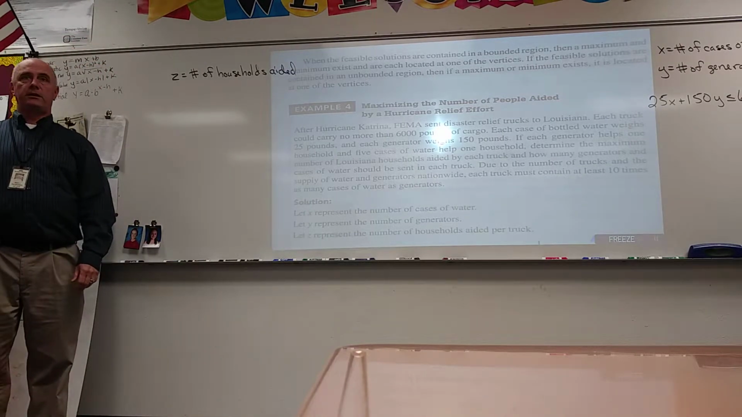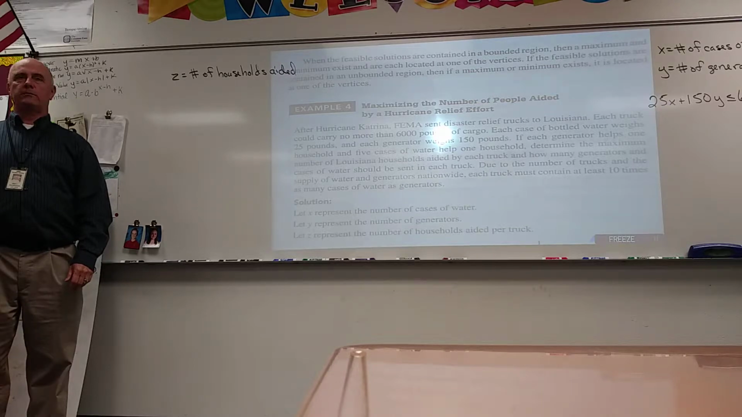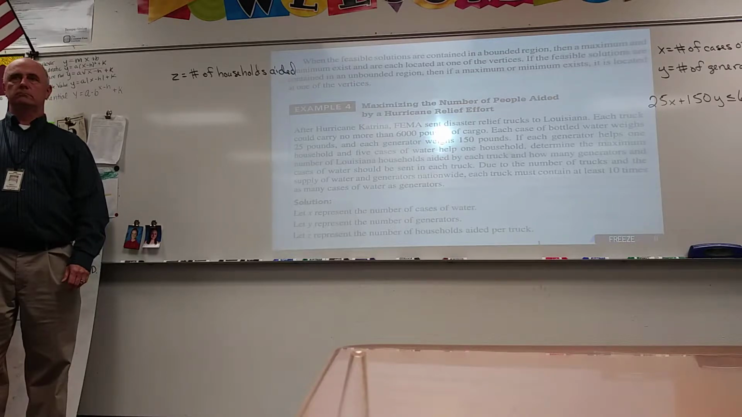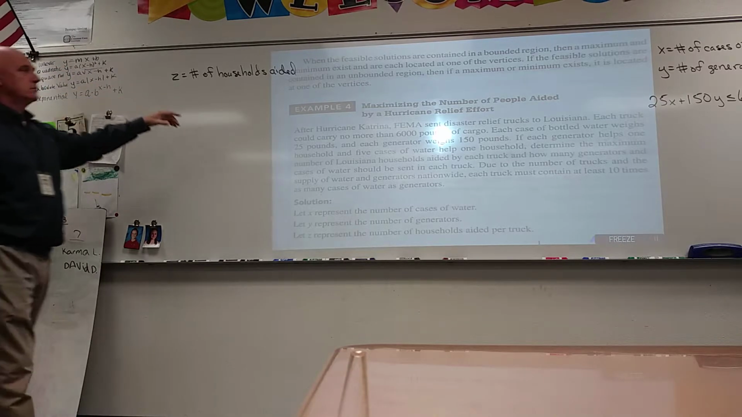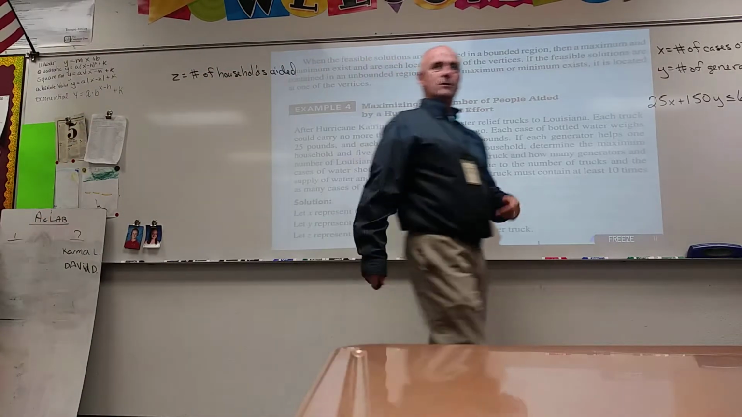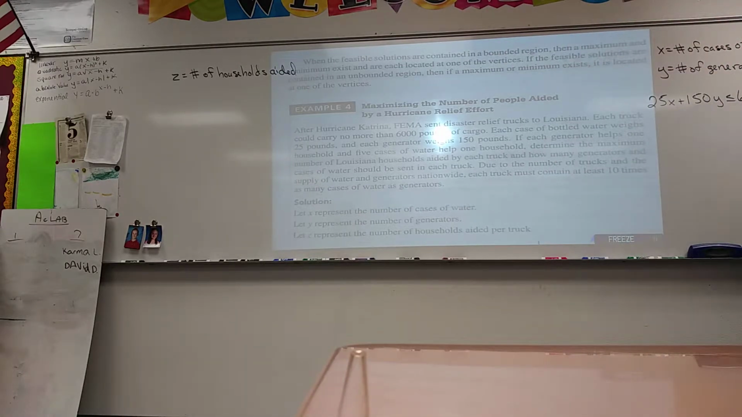Is that all for the constraints? Okay, so we have another constraint. Where is that other constraint going to come from? How many of each helps a house? How many of each thing helps a house? Okay, but isn't that z? The households aided is z. No, like the number of those that aids one household. Right, and all of that, because that's what we're trying to maximize. So that's going to be part of that.